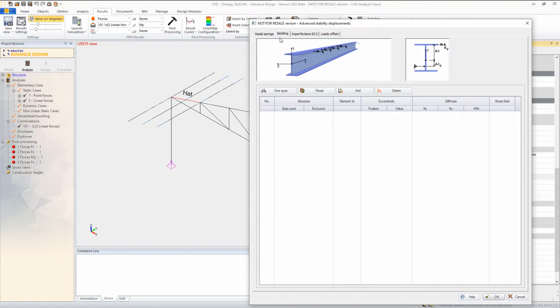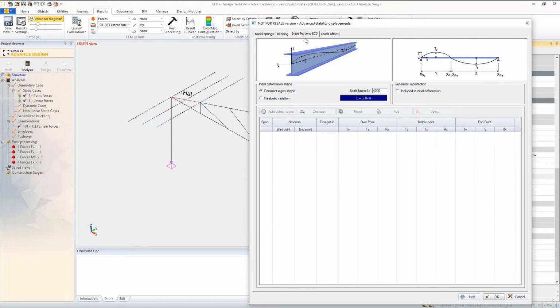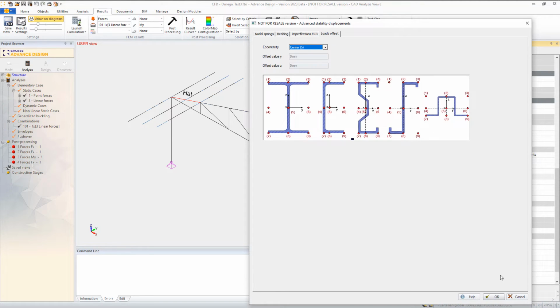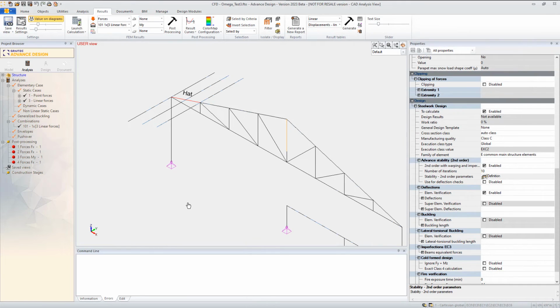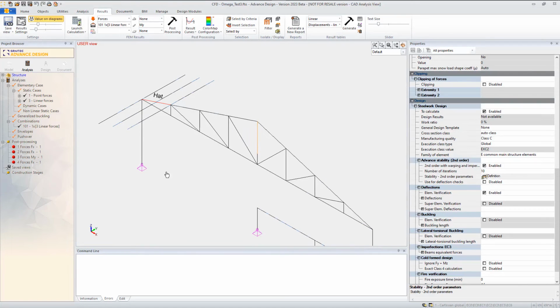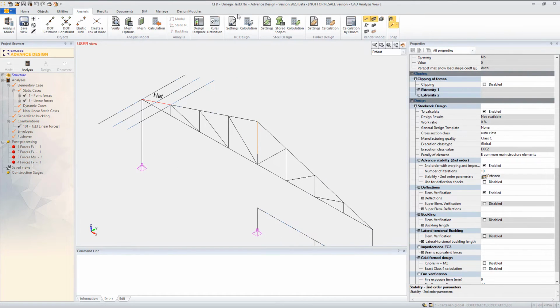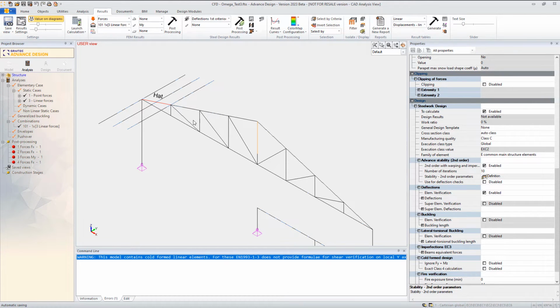In the bedding tab, then you will define the initial imperfection and the load application point. And with that, well, we're all set, and we can immediately run the steel design calculation on this critical segment there and check the results right away.